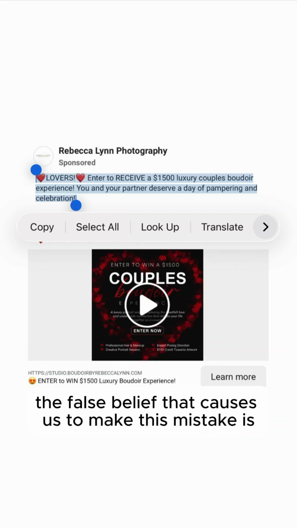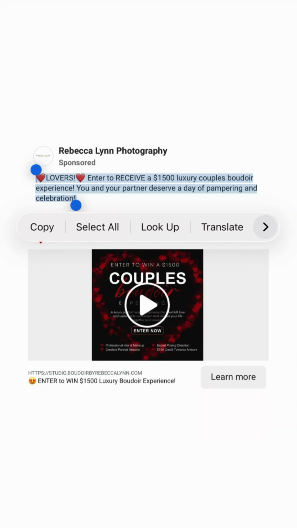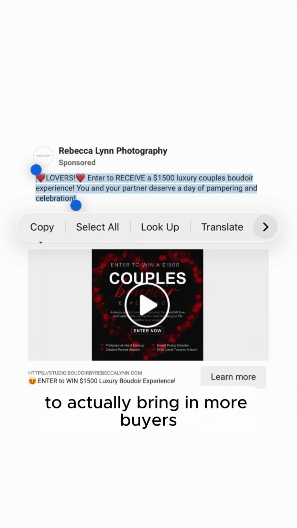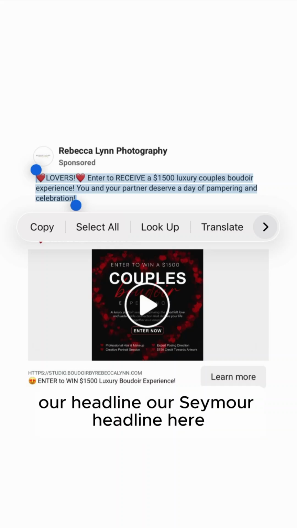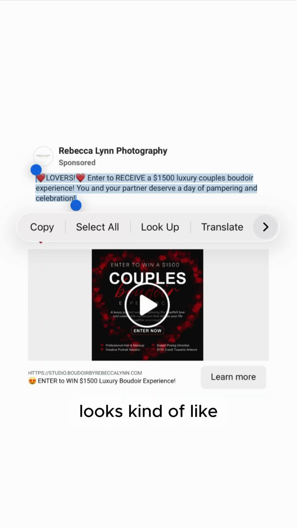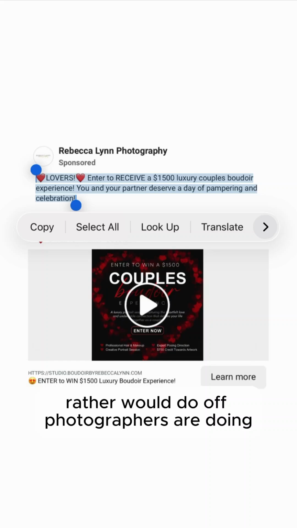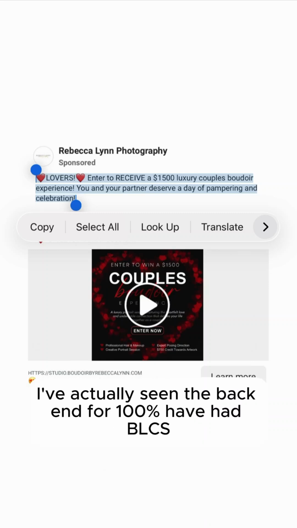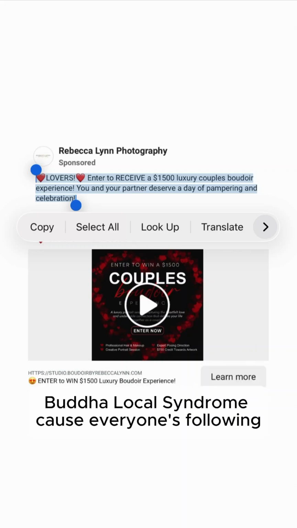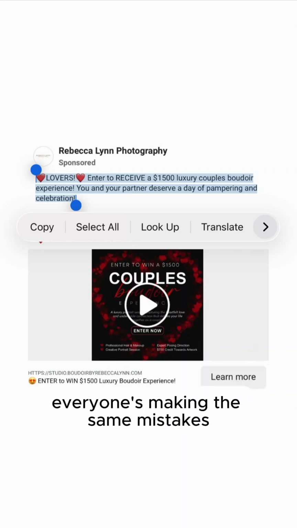The false belief that causes us to make this mistake is we believe that we've got enough context here to actually bring in more buyers, bring in more of who we want to bring in. And our See More headline here looks kind of like what other Boudoir photographers are doing, so it's probably good enough. But every other Boudoir Facebook ad I've actually seen the back end for, 100% have had BLCS, Boudoir low click syndrome, because everyone's making the same mistakes.